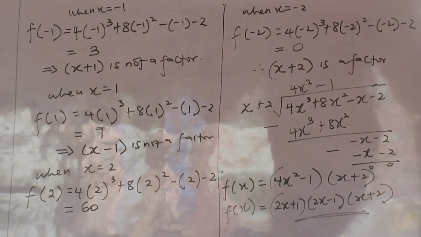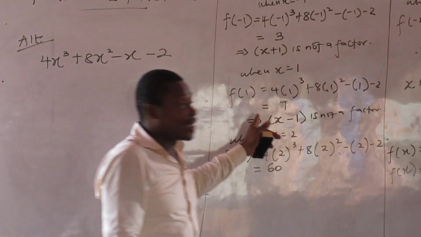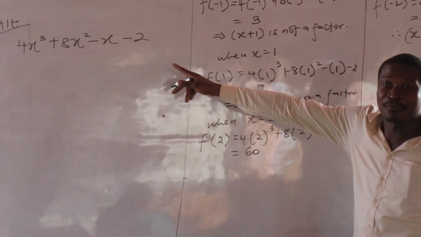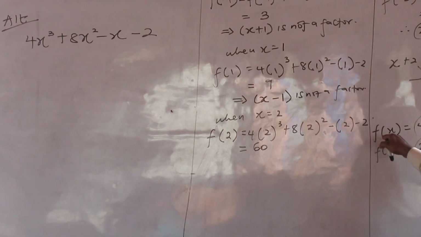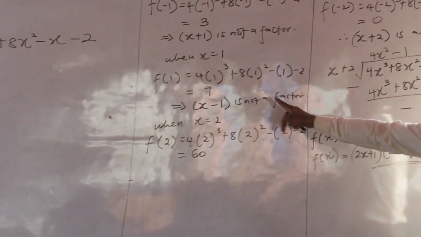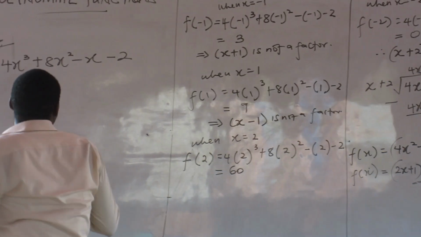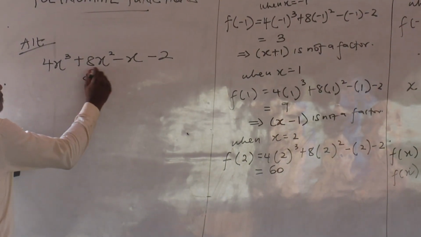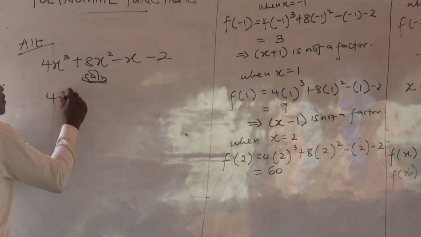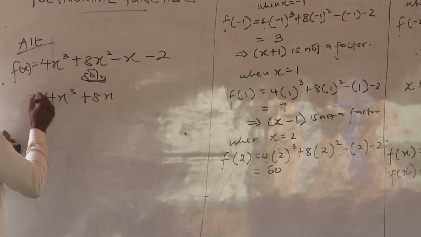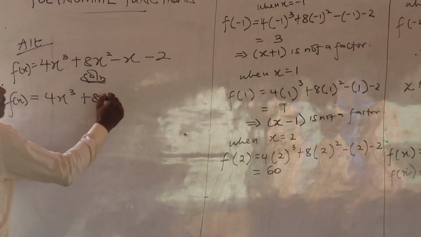Okay, now that is it. That's how far we can go. Now let's look at this alternative. Can I also factorize completely and get this answer without going through this? The answer is a big yes. Okay, now this is what you do. This alternative has my function here. So this is f of x.